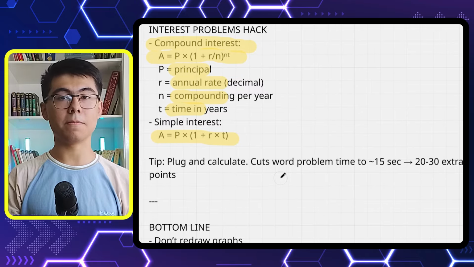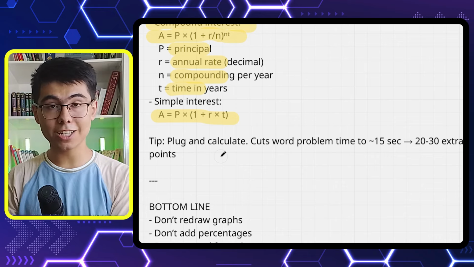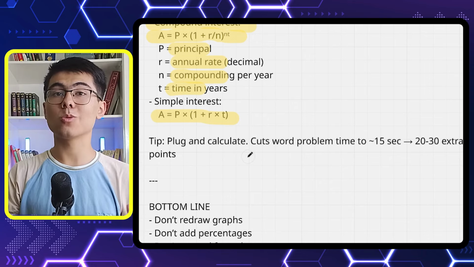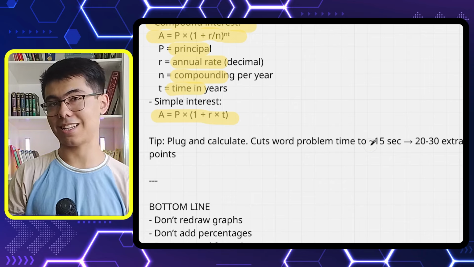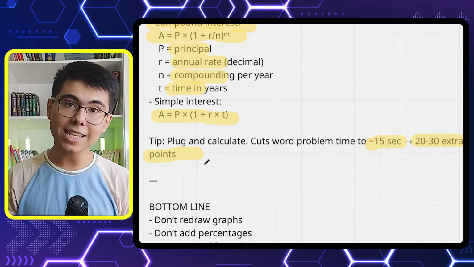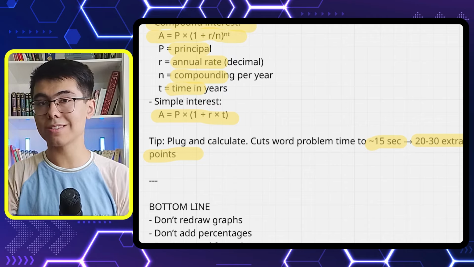Now, here's why this is a big hack. SAT loves to disguise percent change and interest as word problem nightmares. But with this shortcut, you slice through them in 15 seconds, leaving you extra time for the real killers. That's not just time saved, that's another 20 to 30 points secured.